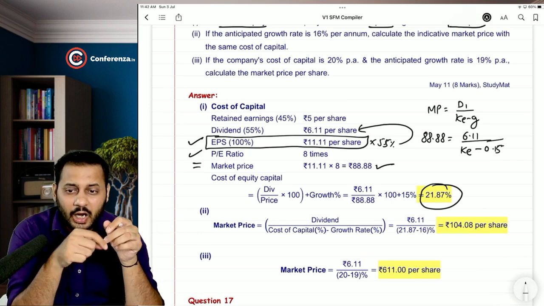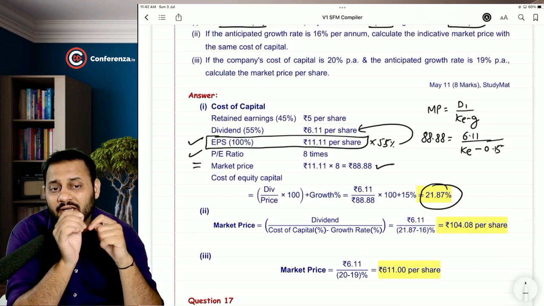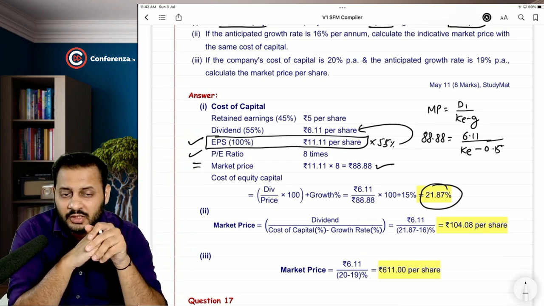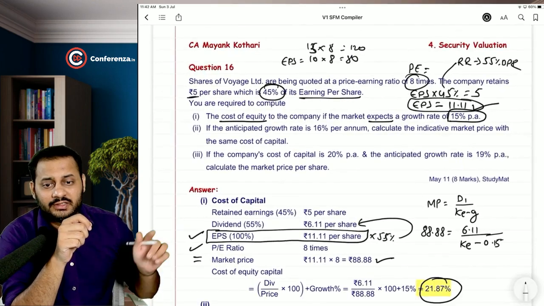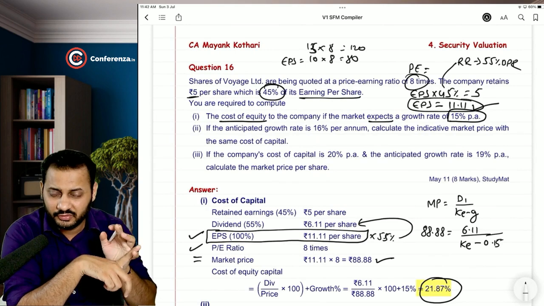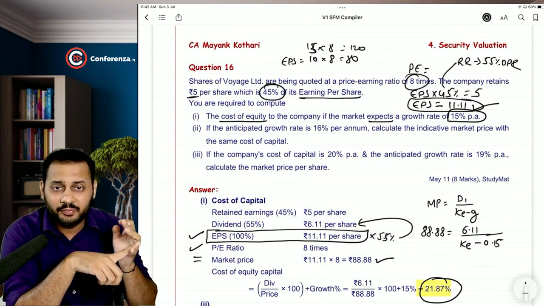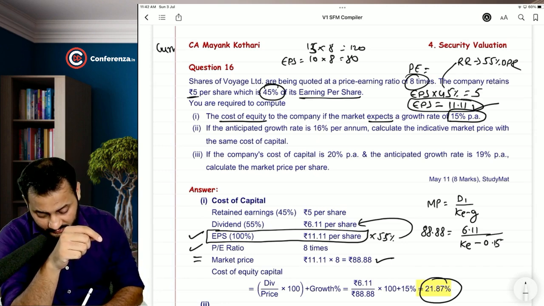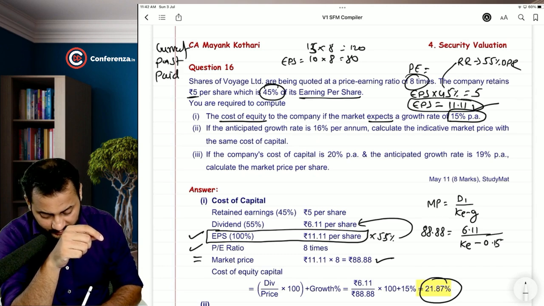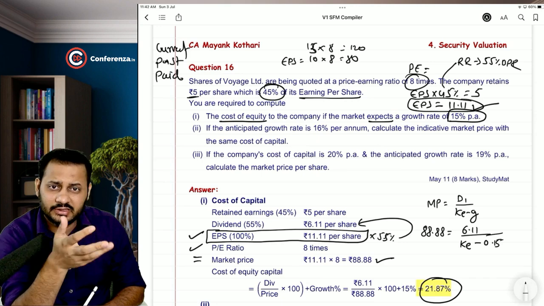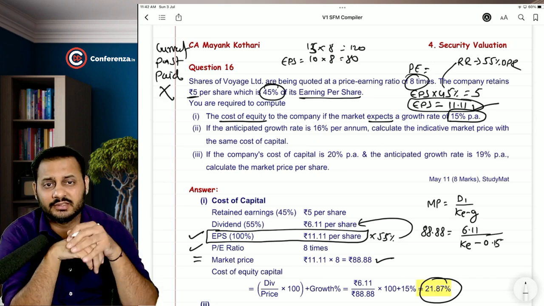The doubt that may come to your mind is why growth is not added in 6.11. I told you, 6.11 is not specifically given in the question. First of all, it is not mentioned specifically in the question that it is the current dividend, past dividend, or paid dividend, any word which represents the previous year. Nothing like this is given in the question.